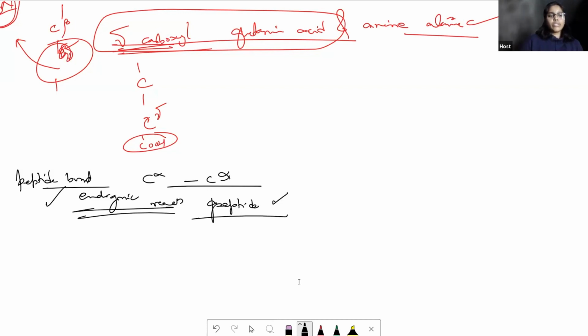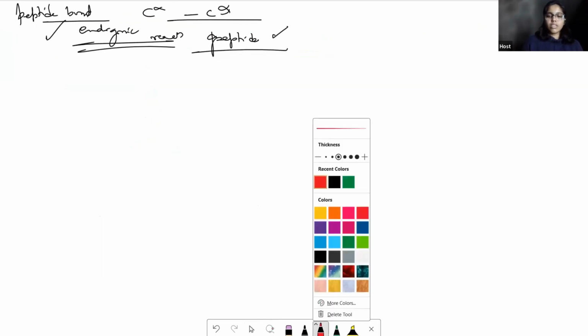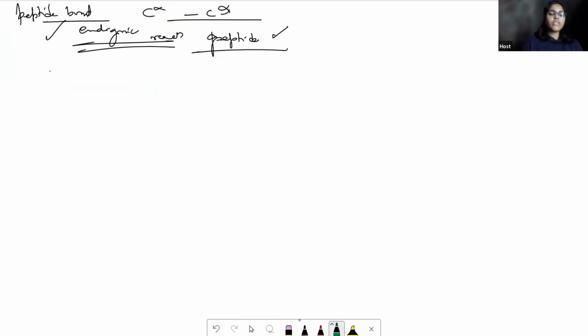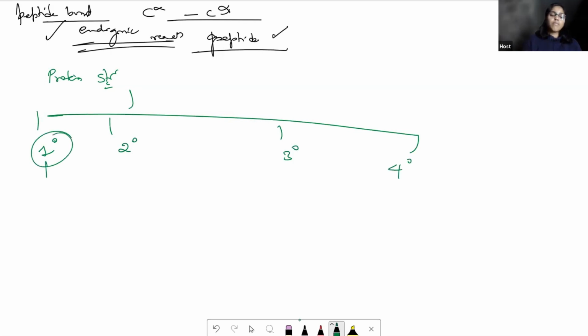Coming to protein structure. Protein structure is important. In protein structure, we have four levels: primary structure, secondary structure, tertiary structure, and quaternary structure. Primary structure is simple. Your amino acids will come together. This is your primary structure, which is a linear unbranched structure.